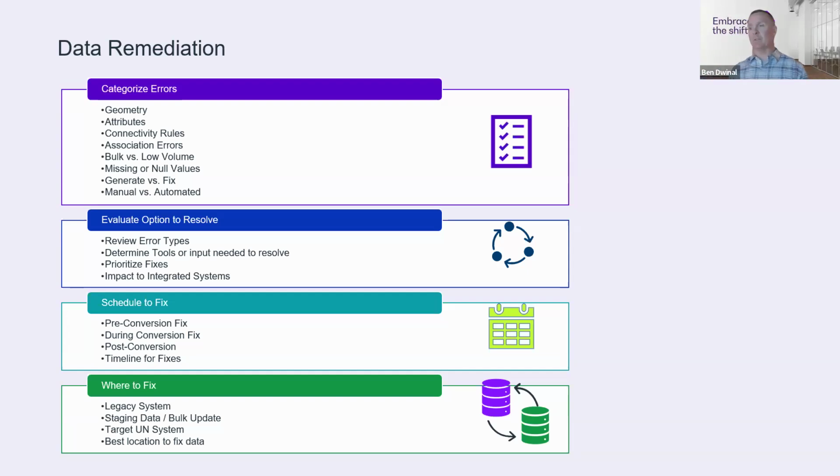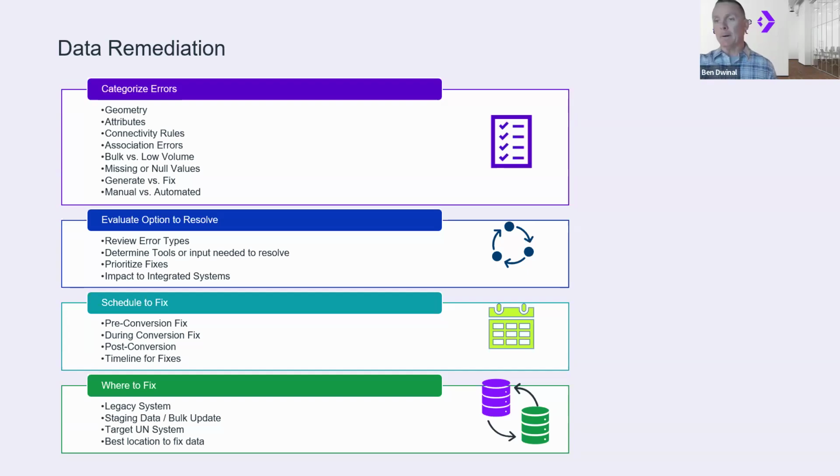Once you've categorized your data, now you need to determine exactly how you're going to resolve them, right? As I mentioned, some errors may be more complex. Some errors you may need specific tools to be able to fix. So knowing what types of errors you have, how you're going to fix them, and what the options are to fix them is a key part of the planning process you want to go through early on for your data remediation.